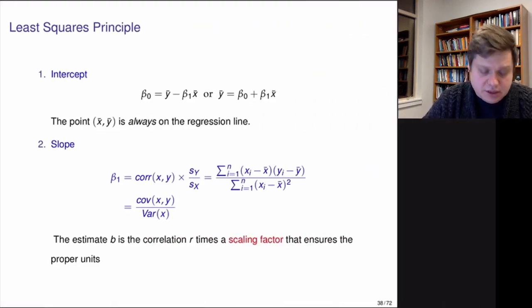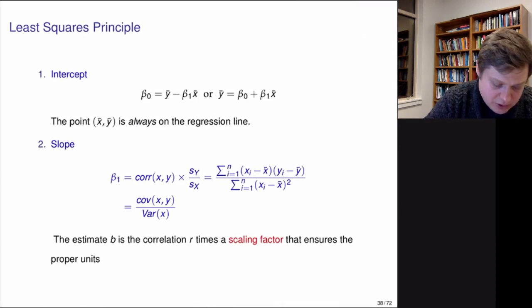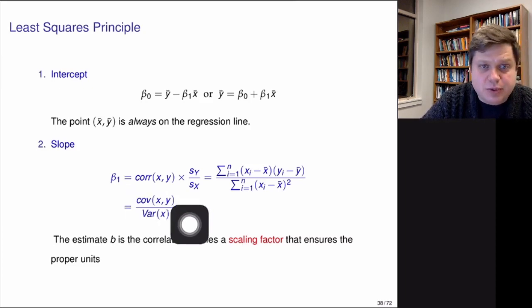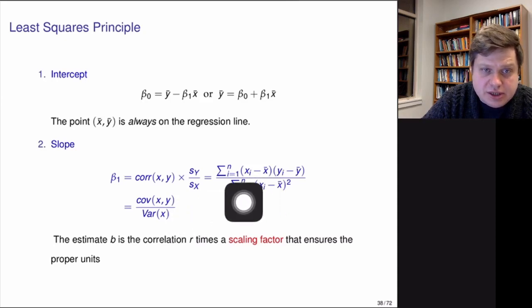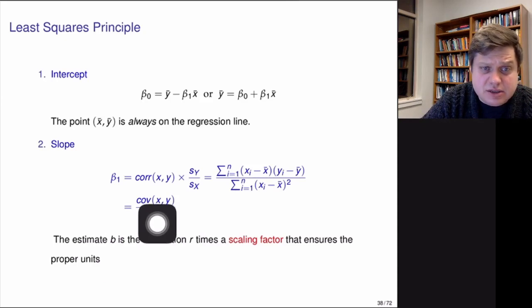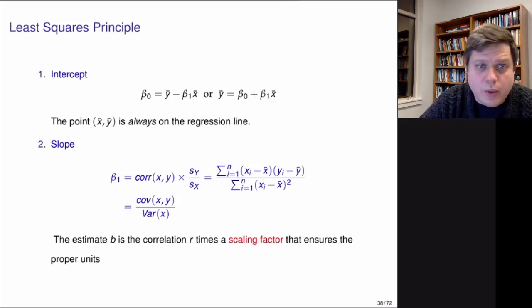Another observation here is that we can rewrite this. You remember beta 1 was the correlation between x and y times the ratio of standard deviations in y and x. If we write down explicitly what it is, you can simplify this expression, and what you get is covariance between x and y on the top, and variance of x on the bottom. So it's the same relationship, just rewritten in a slightly modified way.